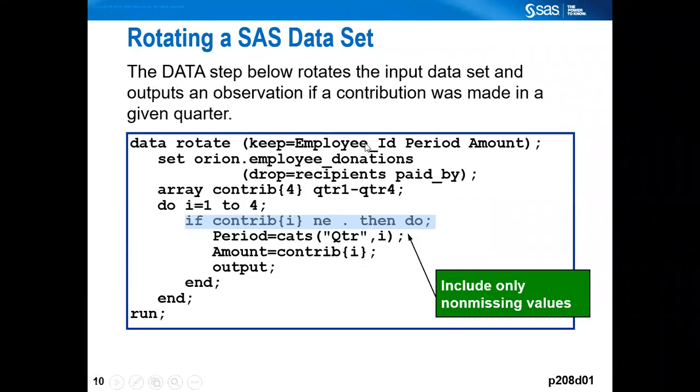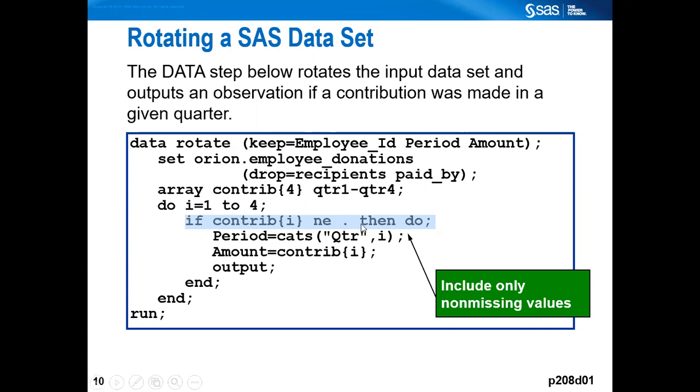So look at this data step. You are keeping employee ID, period, and amount. So what are we doing? We are dropping recipient and paid by from the input data set. For output, you are keeping only these columns. Of course, you are creating an array called contrib on quarters. You are using a loop. Within the loop, you are telling it if contrib I is not equal to missing, so we are going to work only with non-missing values. Why? Because we want the frequency count of non-missing values, correct? So we are not considering the values which are missing.